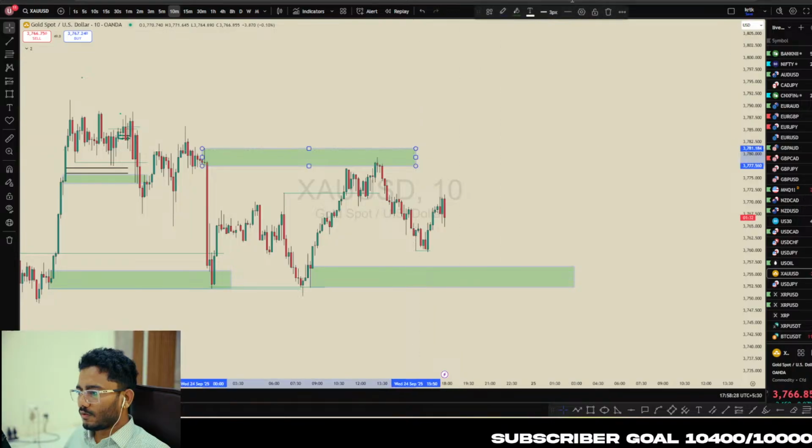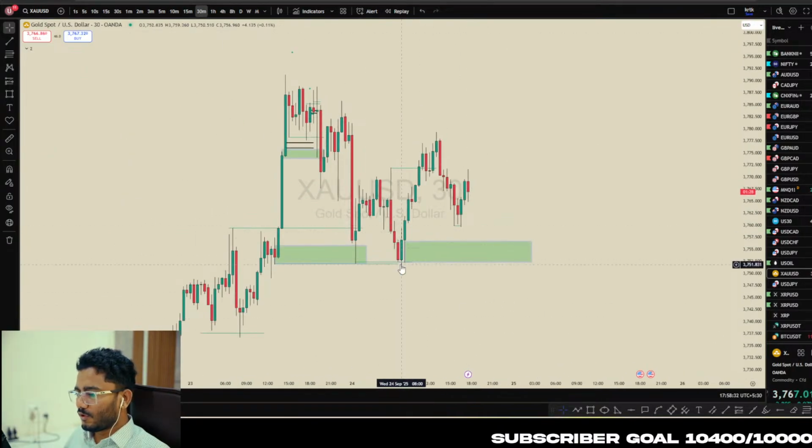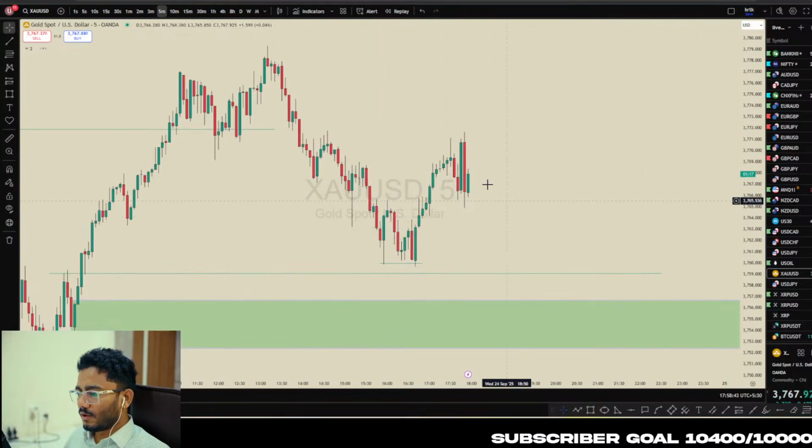But if you look at this from a 30-minute perspective, then we have a liquidity sweep. And looking at this 30-minute candle, price has swept the liquidity from this low also and now created this high. So we have this order block where we can look for buy. And another one is this one.